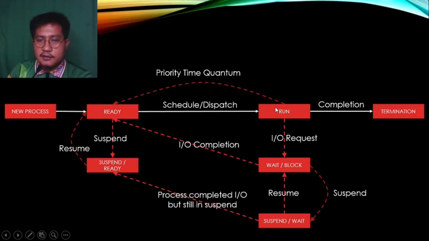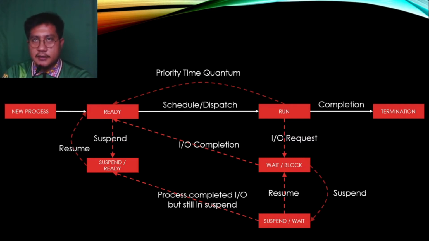Another thing is the priority time quantum. A priority time quantum will happen if your new process has a low priority. In the previous slides we talked about priorities: the high, the medium, and the low priority. So if that new process has a medium or low priority, it will be put into ready. It will not run for completion.